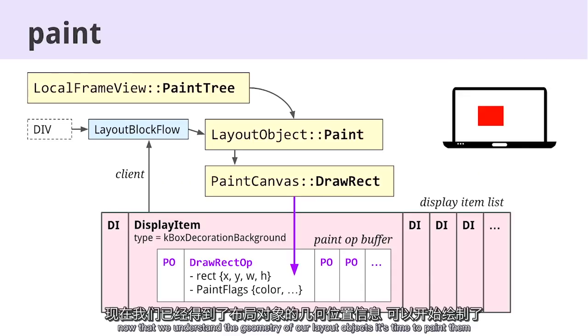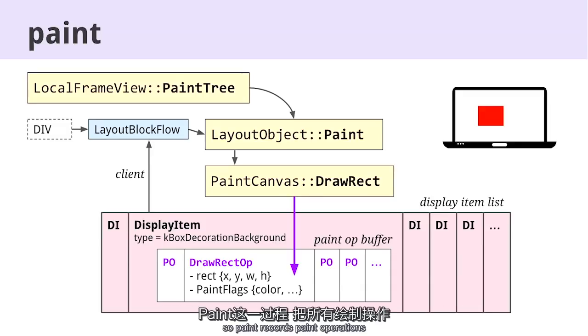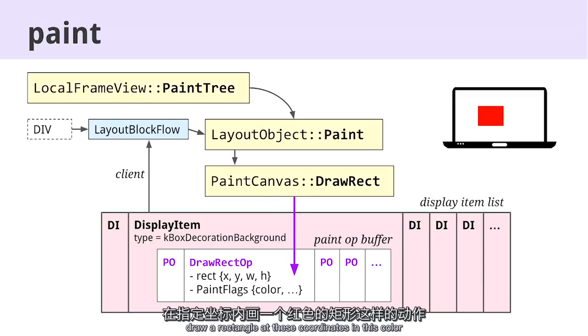Now that we understand the geometry of our layout objects, it's time to paint them. So paint records paint operations into a list of display items. And a paint operation might be something like draw a rectangle at these coordinates in this color. And there are multiple display items for each layout object corresponding to different parts of its visual appearance, like the background, the foreground, the outline, etc.